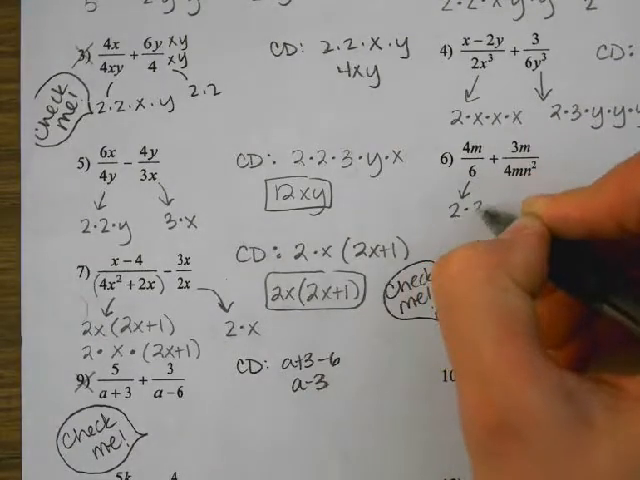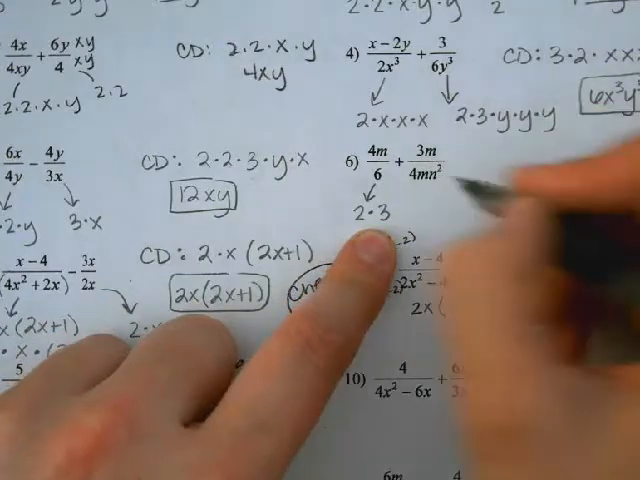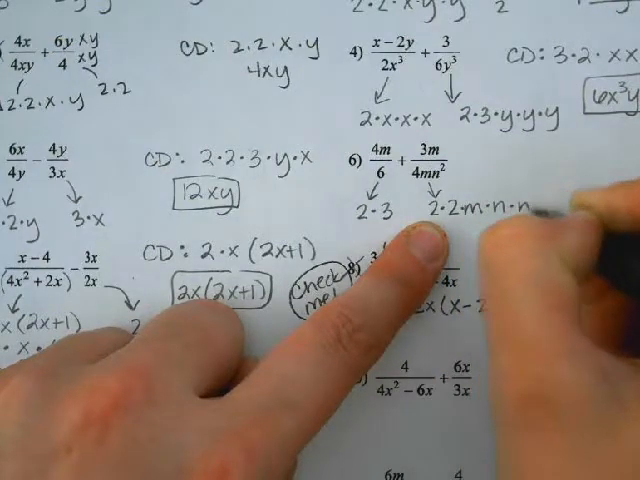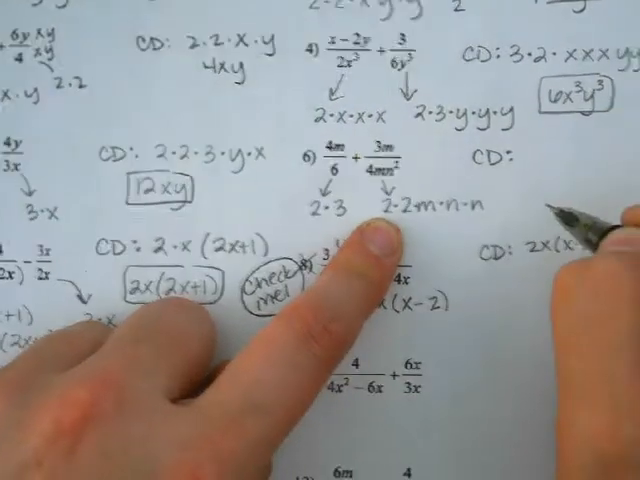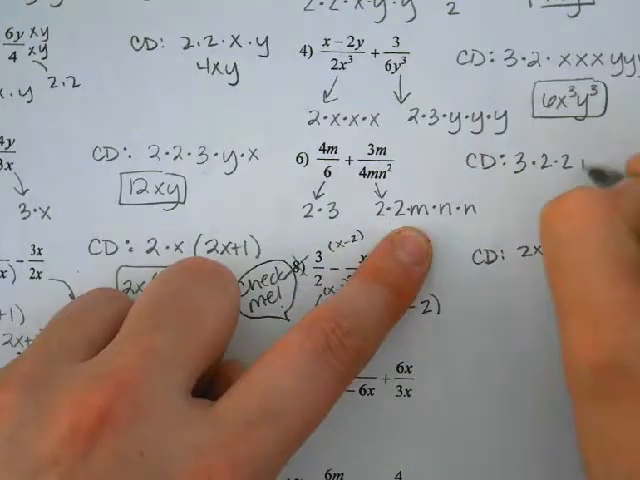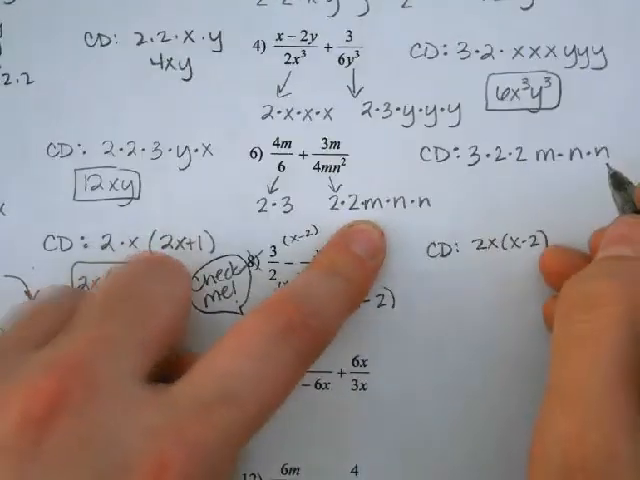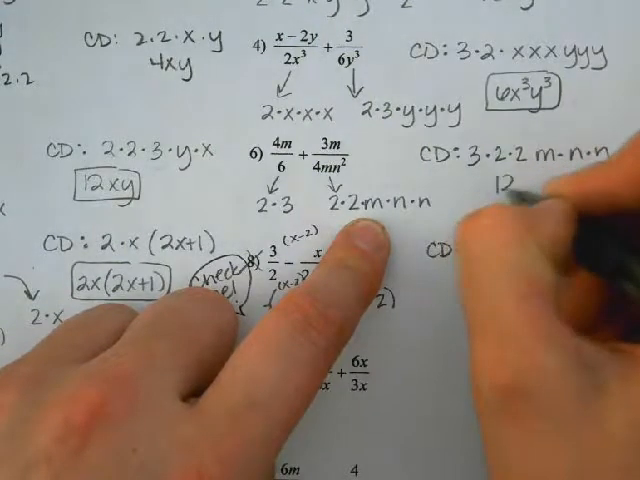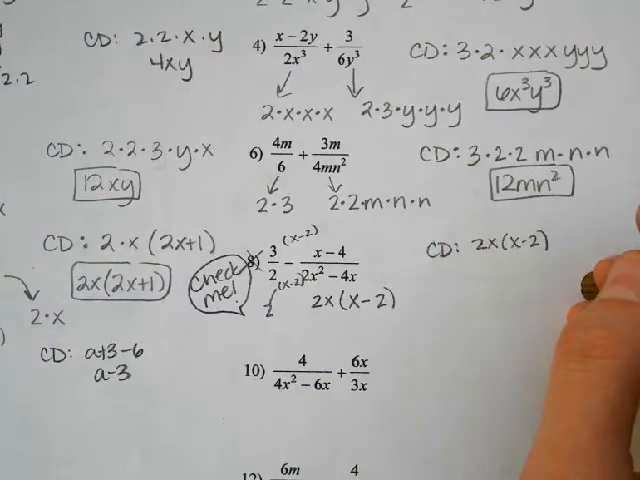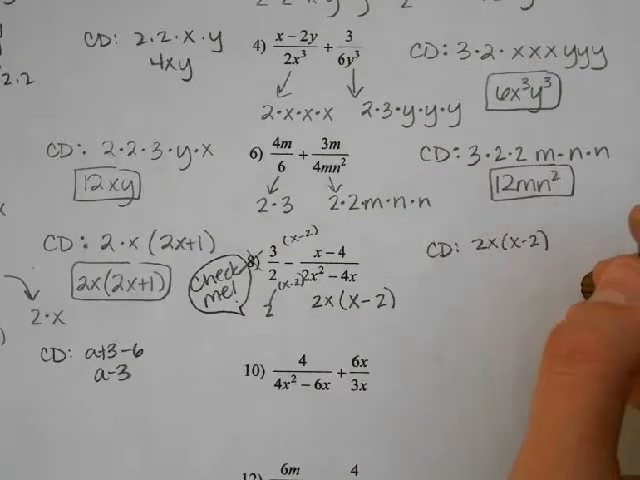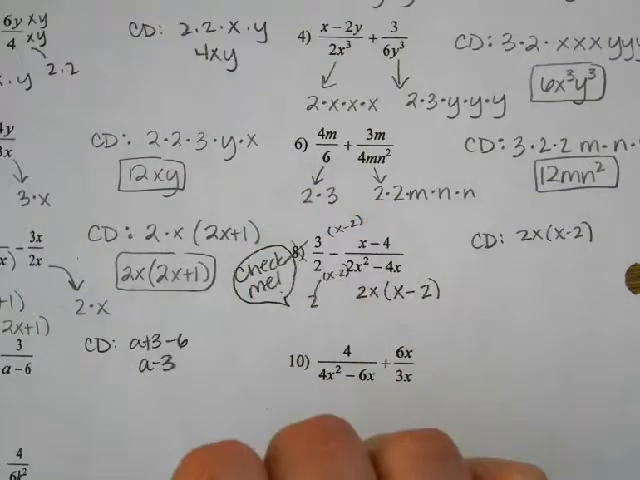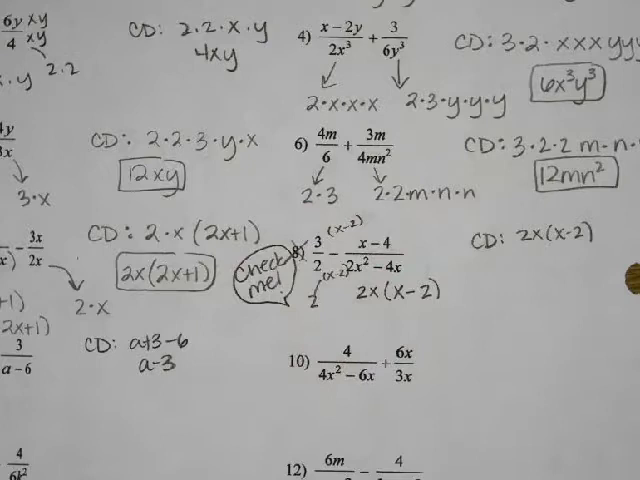All right, and then on 6, we've got 2 times 3. Okay, so our common denominator needs what? It needs a 3. It needs 2 twos. And so overall, what's our common denominator? Well, we looked at which side had more of them. And the right side had 2 of them, so I ignored the left side. I didn't care about it at all. So whichever one has more wins.